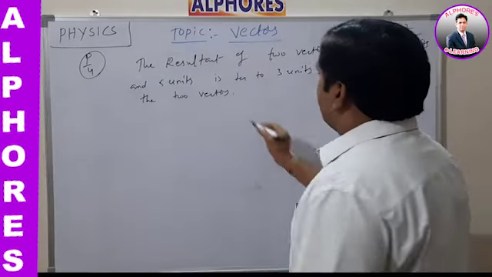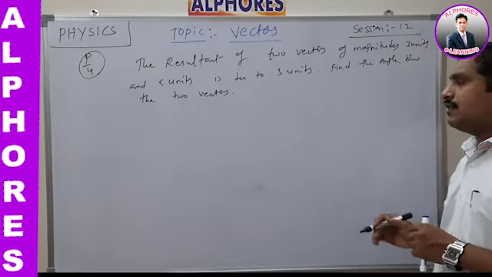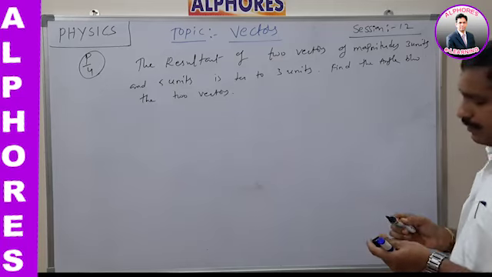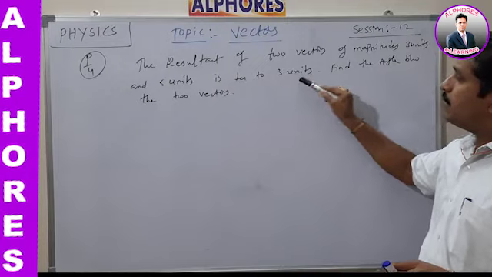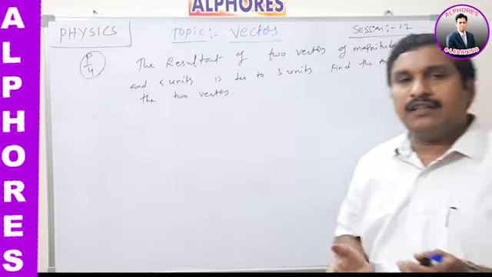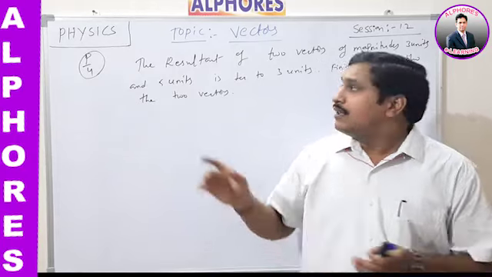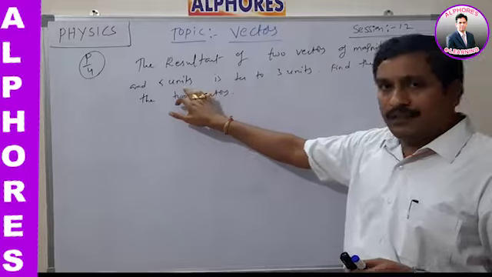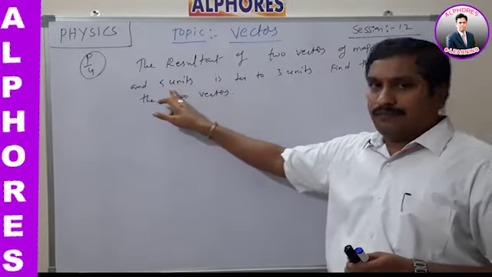Once we read this question, it is also a simple model. The resultant of two vectors of magnitudes 3 units and 5 units is perpendicular to 3 units. If I am taking two vectors, one has greater magnitude and one has the least magnitude. Let us say this is P and this is Q. The magnitude of P is less than the magnitude of Q.